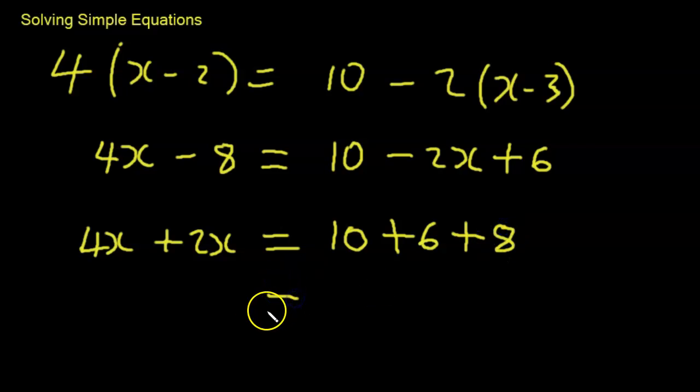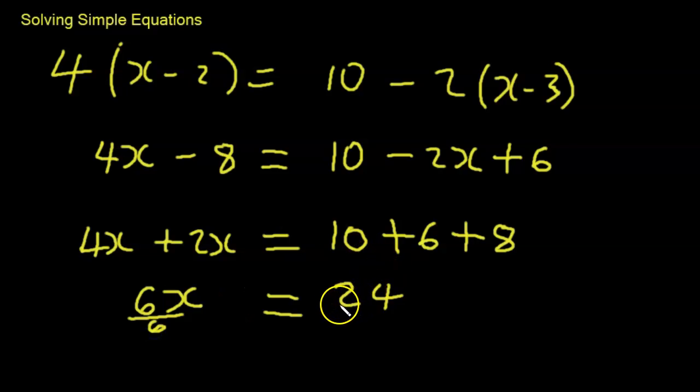Alright? So 4x plus 2x, that's 6x. 10 plus 6, that's what? 16. 16 and 8, that's what? 24. And remember the aim of the game here. We want to have x by itself. So we need to get rid of the 6. And we can do so by dividing both sides by 6.